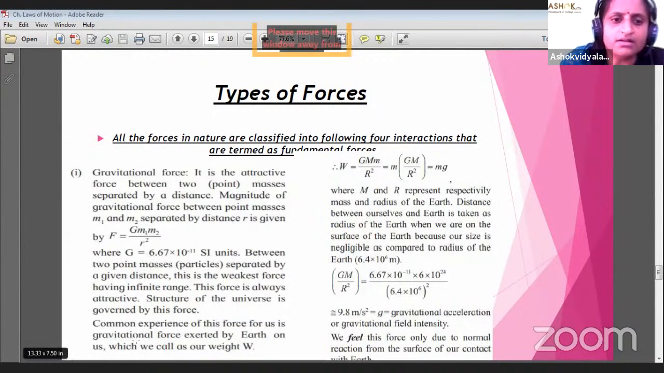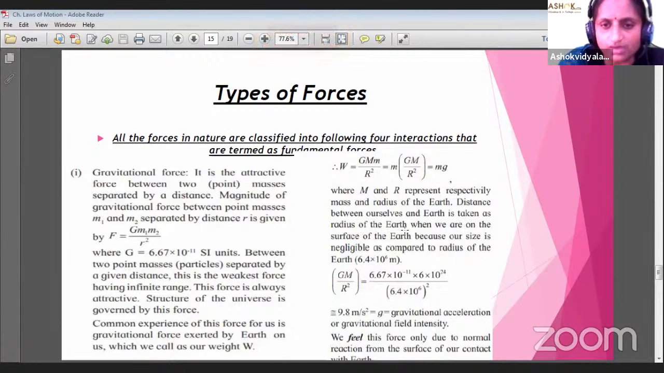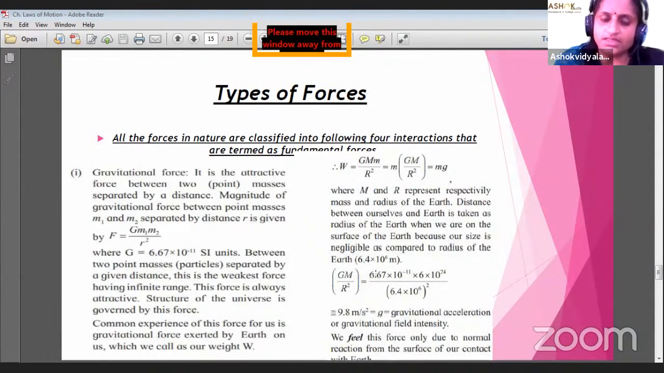Now see here, the gravitational force exerted by the earth on us is what we call our weight W. Therefore, W is equal to G M m upon r square. Taking small m aside, G M upon r square is equal to mg, where M and r represent respectively the mass and radius of the earth. The distance between ourselves and the earth is taken as the radius of the earth when we are on the surface of the earth, because our size is negligible compared to the radius of the earth, and the radius of the earth is 6.4 into 10 raised to 6 meter.